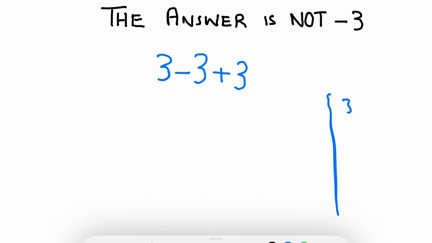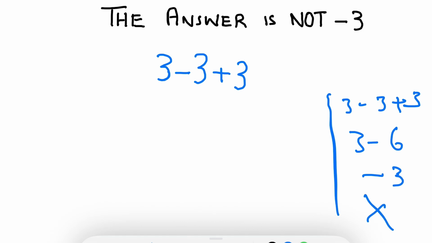So 3 minus 3 plus 3. Okay, now first of all we simplify the addition. So here 3 minus 3 plus 3 is 6, and we will get the answer minus 3. So this is the wrong answer.